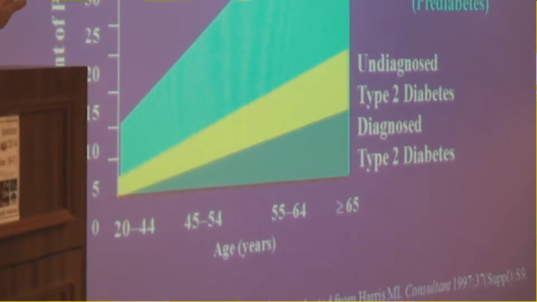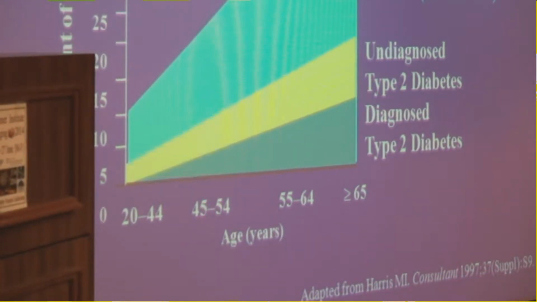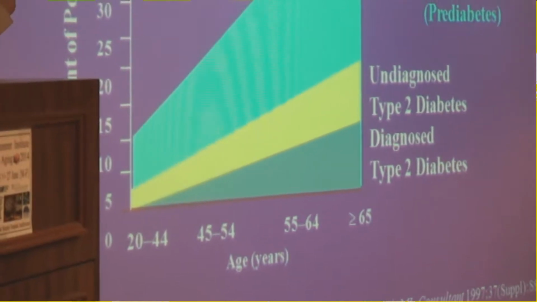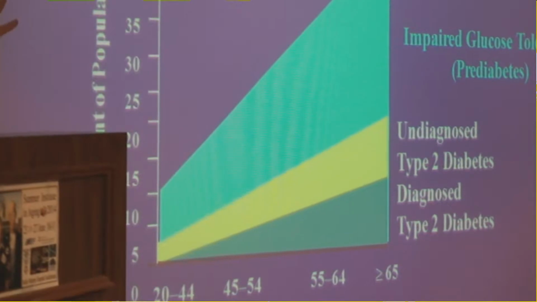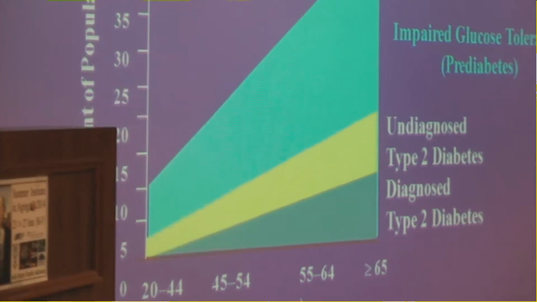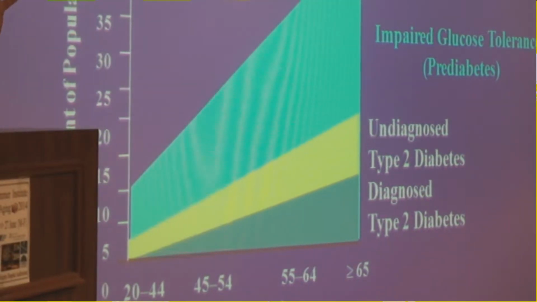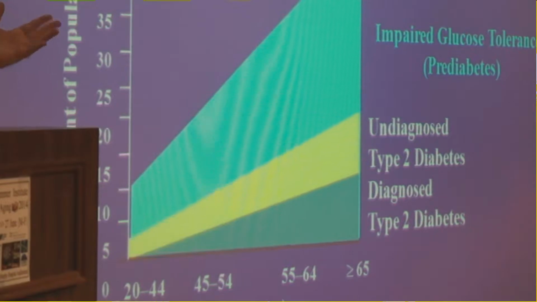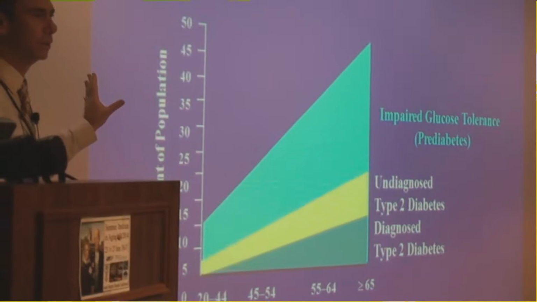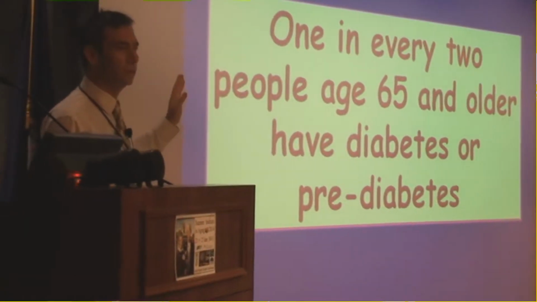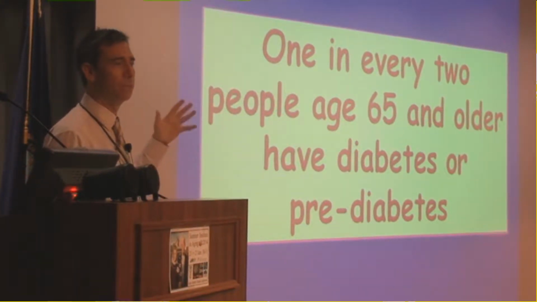Then for every person with diagnosed type 2 diabetes, we can predict there's another person with type 2 diabetes that is not diagnosed, meaning their doctor hasn't diagnosed it and they don't know about it. And then the largest portion are the pre-diabetics. As I mentioned, based on that glucose tolerance test, these are people that don't have diabetes, but they might get there. All those categories increase very significantly with age. So a person who is 65 years or older has a 50% chance of being diabetic or pre-diabetic.